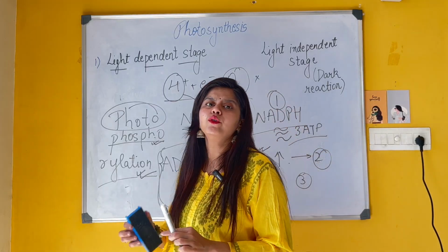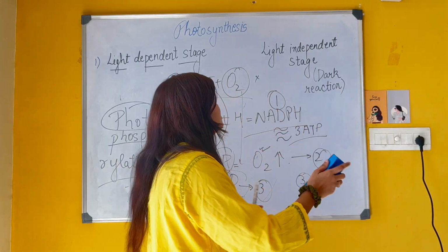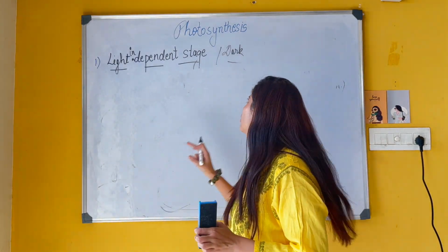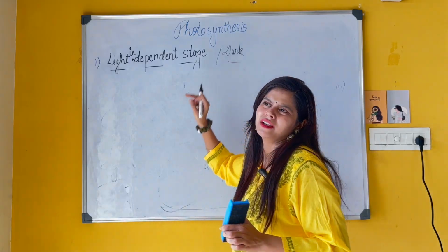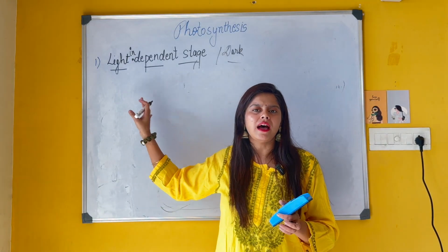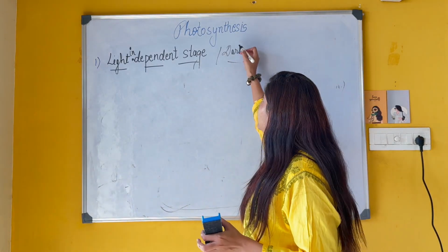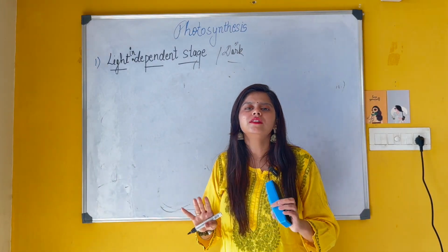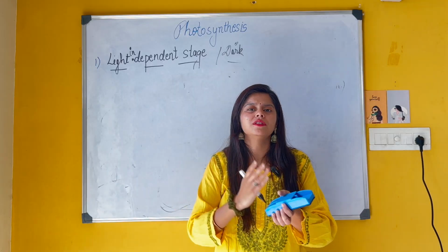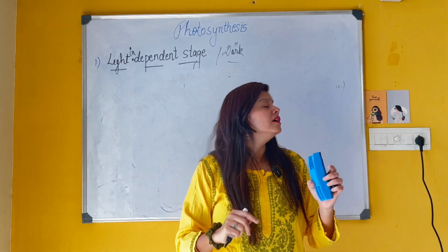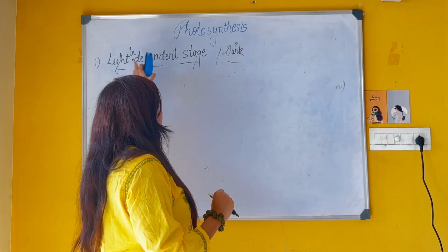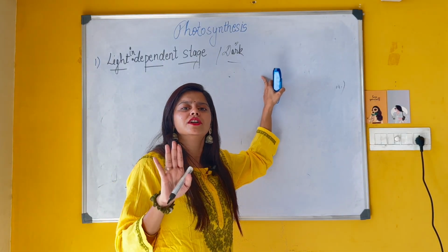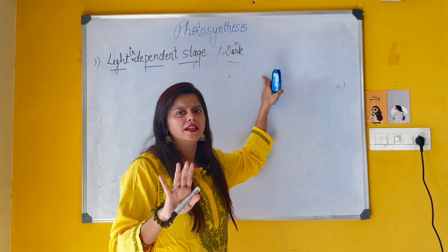Now, let's move to the light independent stage. The light independent stage is also called dark phase. Dark phase, do you think it will happen at night? That is why we are calling it dark phase. The answer is no. Photosynthesis can never happen at night. We call the light independent stage the dark phase because this stage does not require sunlight.